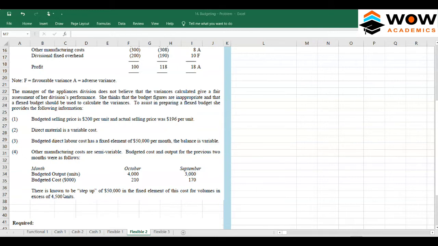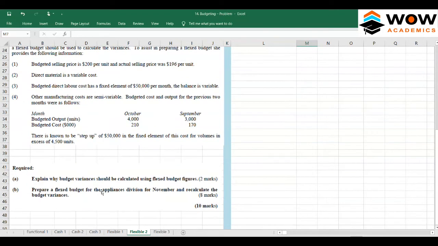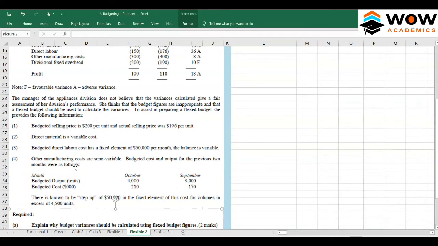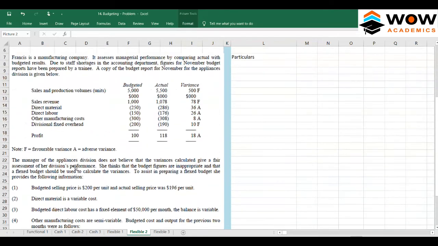There is known to be a step up of 50,000 in the fixed element of this cost for volumes in excess of 4,500 units. So if the number of units goes up to 4,500 or beyond, the step up cost would be 50,000 additional. So that's about the problem here. So let's work out the problem.